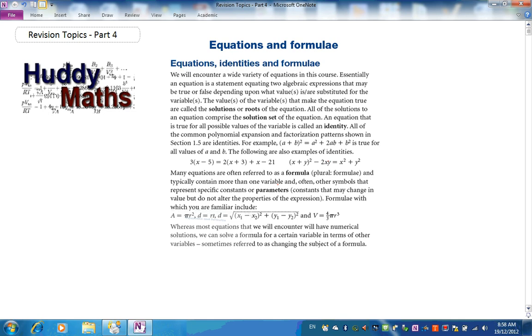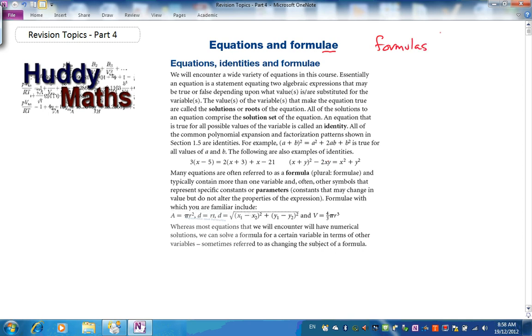This little revision topic here on equations and formulae should be a bit easier. It's basically covered in year 10 pretty well. So here we are, equations and formulae. That's the Latin for formula, and sometimes we anglicise that to formulas, so that's okay too.